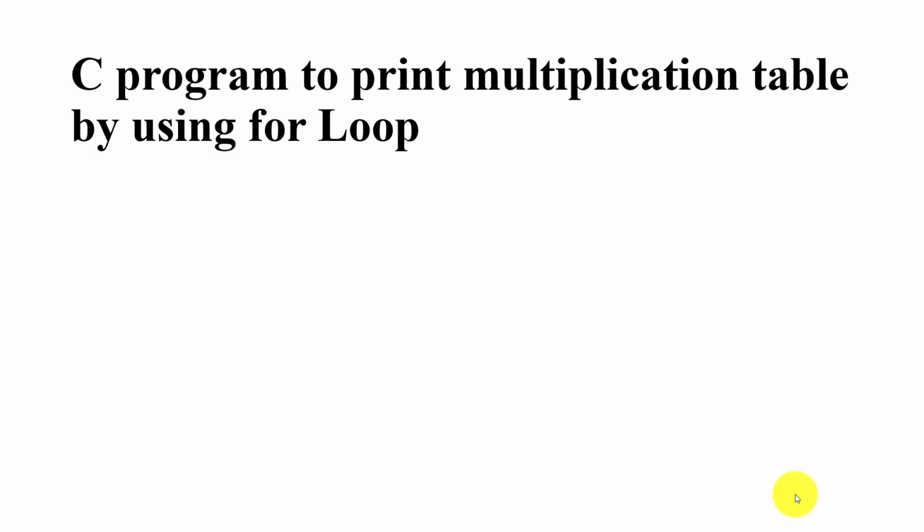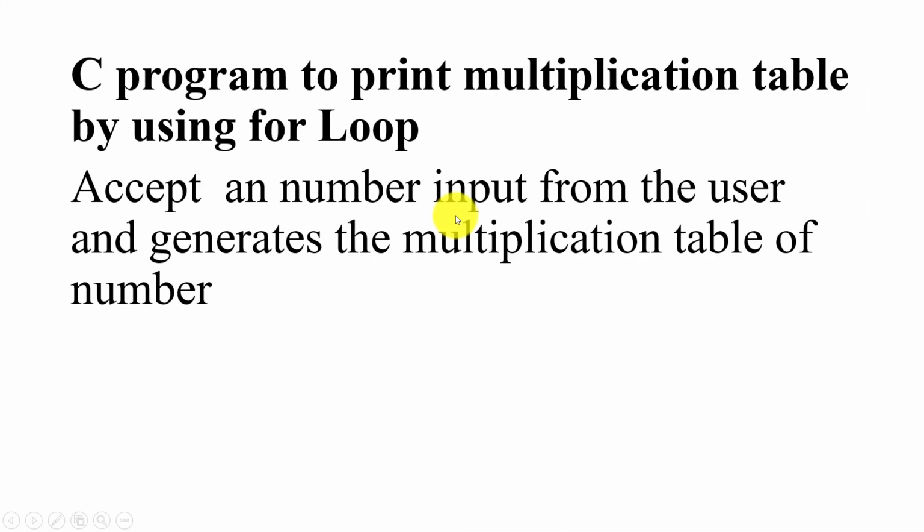In the previous video we already discussed the working. Here we are accepting an input from the user, and we're going to generate the multiplication table of that particular number. If you don't know how the for loop works, go to the previous video and watch it first, so you can understand how the for loop works. Now we're going to discuss this program by using a for loop. So let's start.